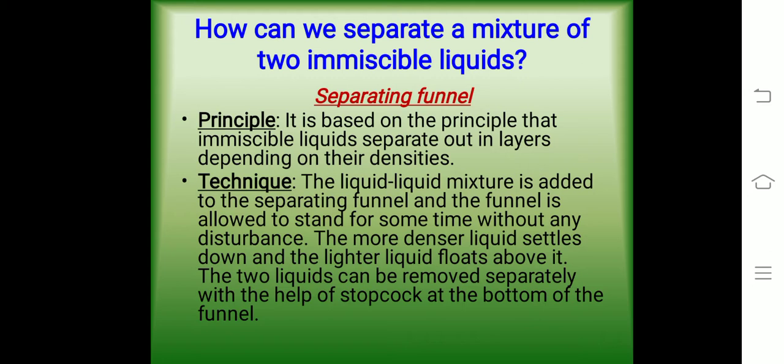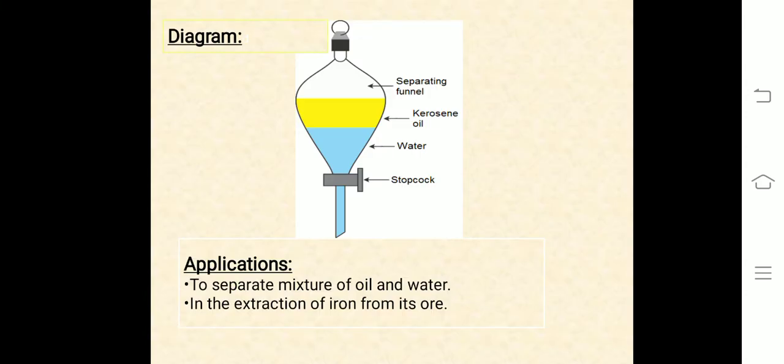What is the technique? The liquid-liquid mixture is added to the separating funnel and the funnel is allowed to stand for some time without any disturbance. The denser liquid settles down and the lighter liquid floats above it. Therefore, we can easily remove the two liquids with the help of the stopcock at the bottom of the funnel. This is the separating funnel.